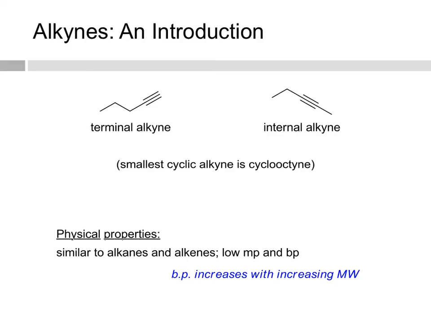This is an introduction to alkynes. Alkynes can be classified as terminal alkynes or internal alkynes. Due to the linear geometry of alkynes, the smallest possible cyclic alkyne is cyclooctyne. The physical properties of alkynes are similar to alkanes and alkenes.